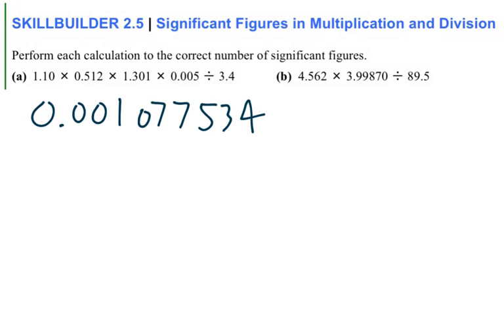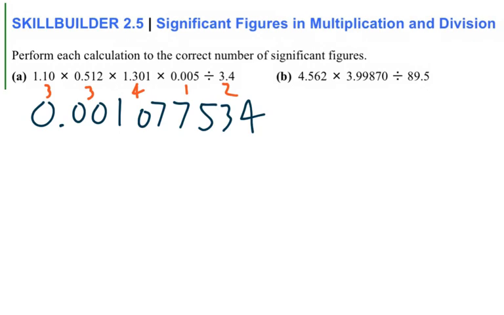Well, let's take a look at our numbers. 1.10, that 0 is a trailing 0. There's a decimal point, so that one has 3 significant figures. 0.512, that leading 0 doesn't count, so that one also has 3 significant figures. 1.301 has 4. That's a captive or confined 0. That one is significant. And then the next one is 0.005. That one only has 1 significant figure, the 5. And then 3.4 has 2 significant figures.